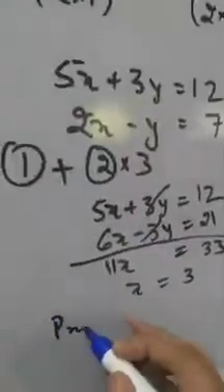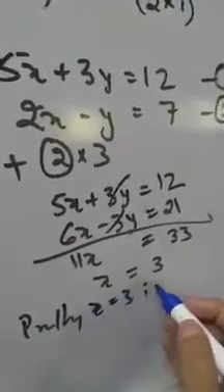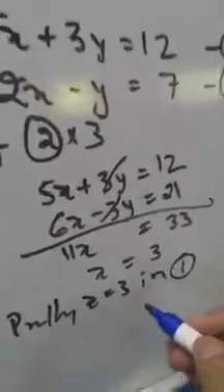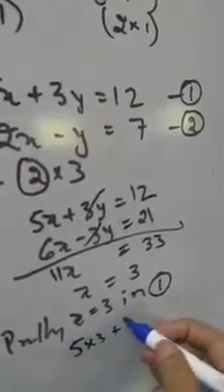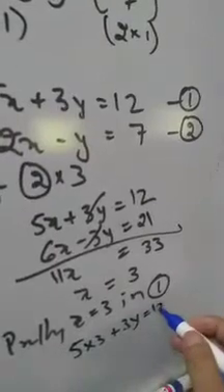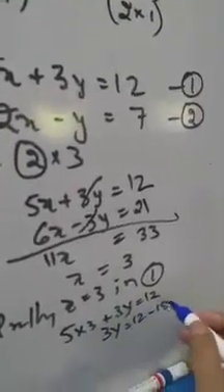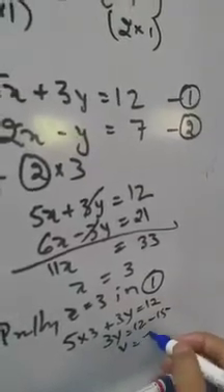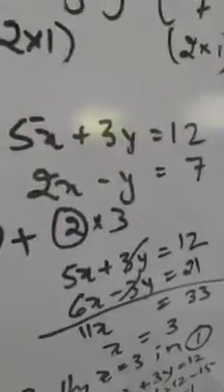Then putting x is equal to 3 in equation 1, what you will get? 5 into 3 plus 3 into y is equal to 12. So 3y is equal to 12 minus 15. So y is equal to minus 1. Here is minus 3 by 3, that is equal to minus 1.